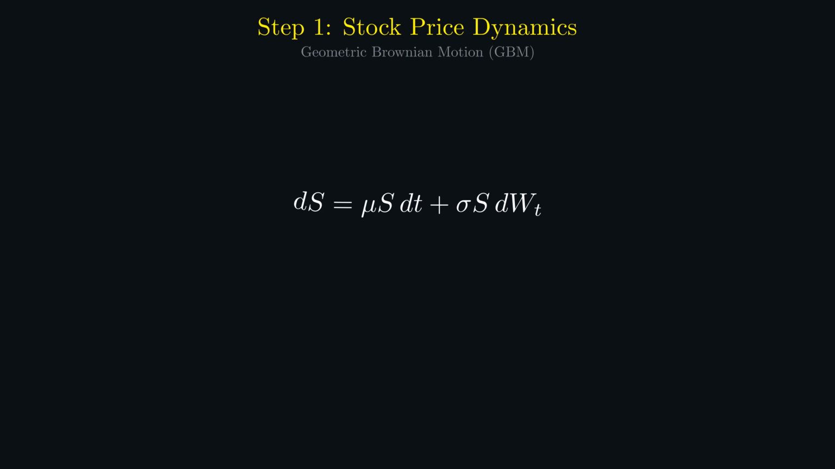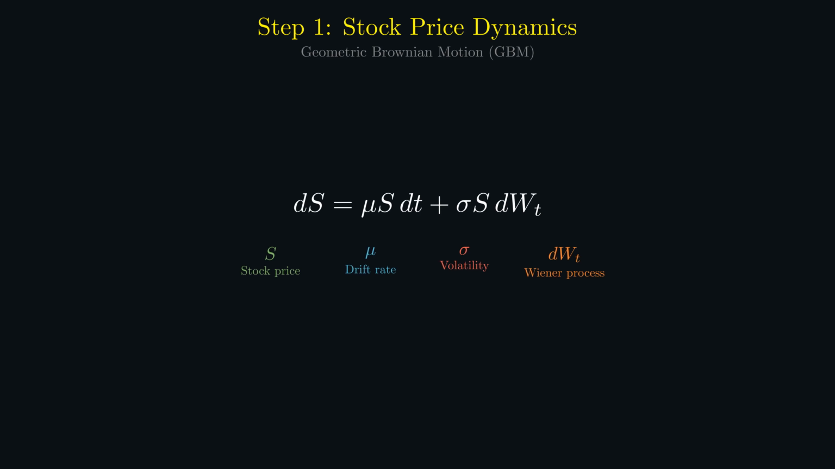In 1973, Fischer Black and Myron Scholes published one of the most consequential results in modern finance. Today, we derive their formula from first principles. We begin with a model for how stock prices move.